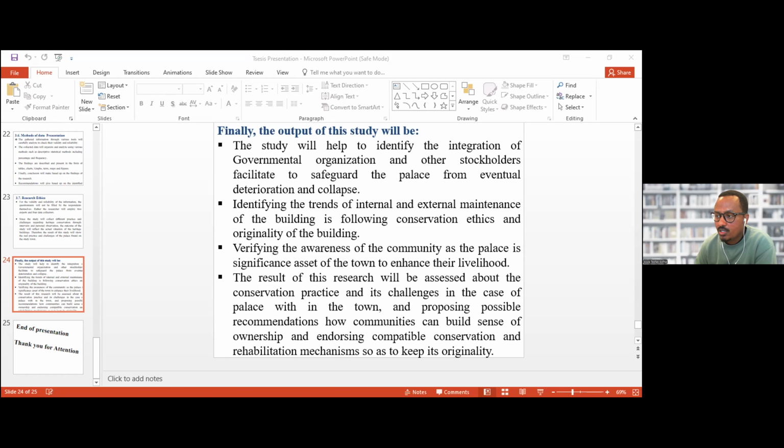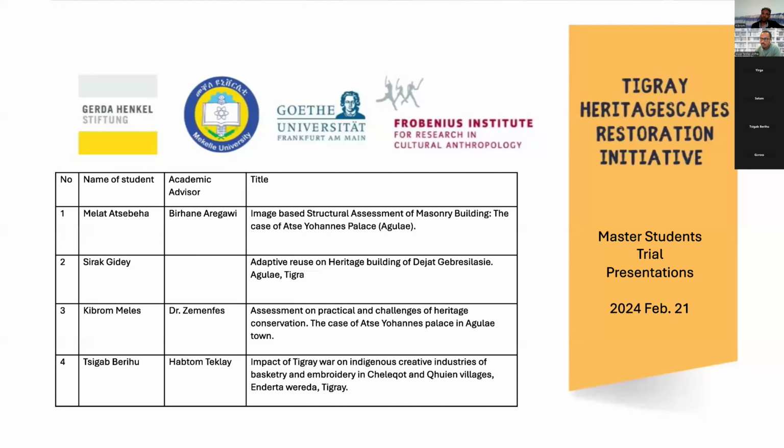So we will go to our last presentation, from Tsgabu Barihu. His title is the impact of the Tigray war on indigenous creative industries of basketry and embroidery in Chalakot and Wehen villages in Darta Woreda in Tigray.